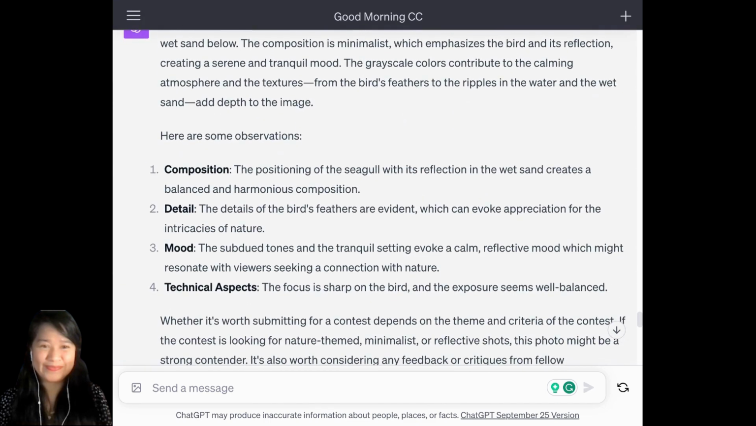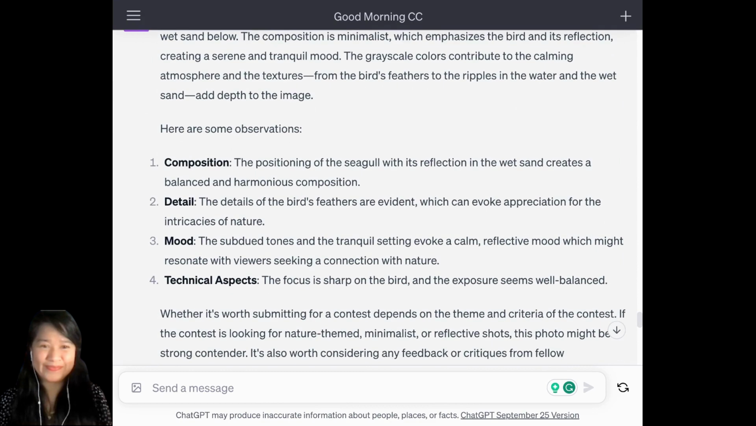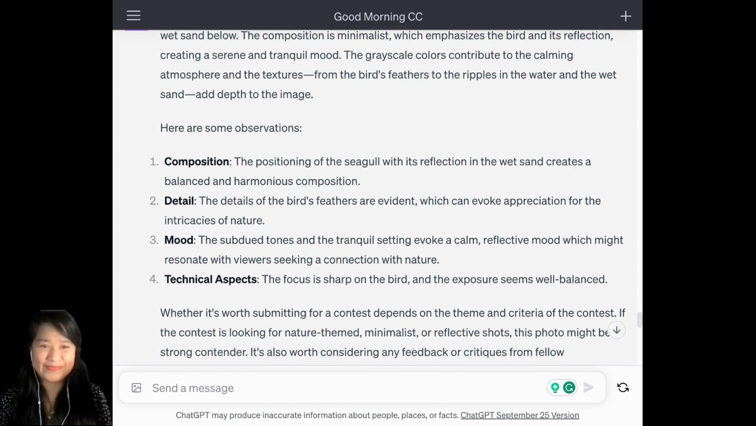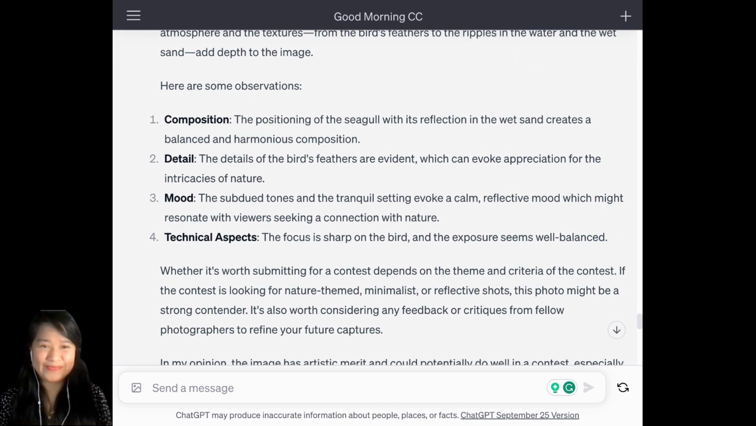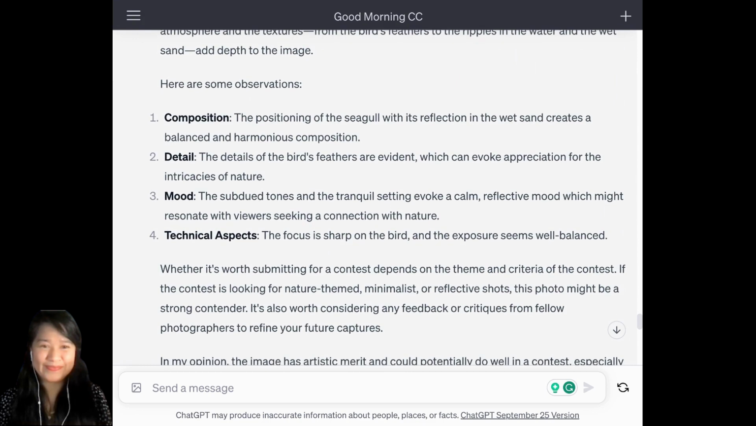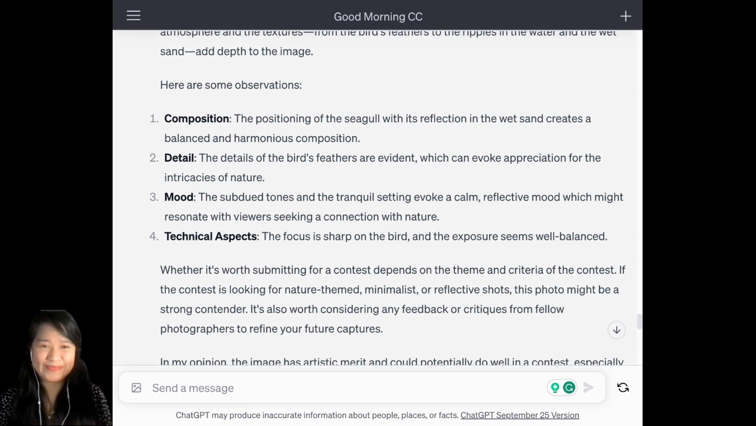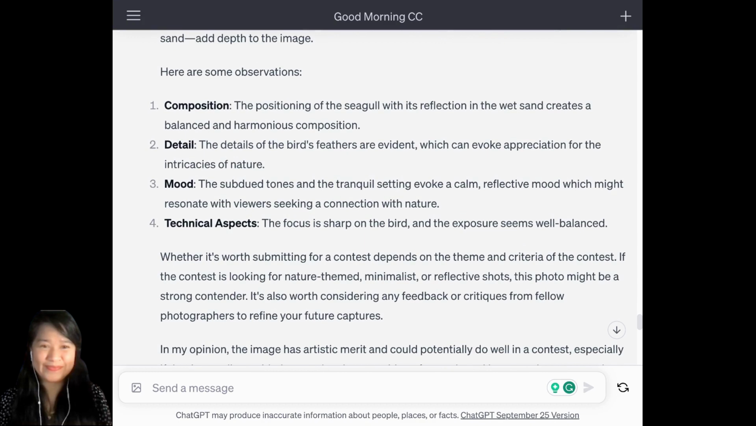Just for the context, all these images I took by myself using my iPhone. Well, I don't think this is my iPhone. This is with the actual camera. The other two that you will see next were using my iPhone. Okay, and then let's continue.